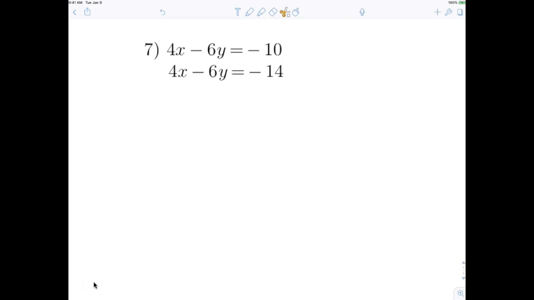If it was the same line, it would be 4x minus 6y equals negative 14, and 4x minus 6y equals negative 14. Is everybody with me on that? I want everybody to write down, obviously, no solution. And then underneath that, no solution means the lines are what? Parallel. The lines are parallel.